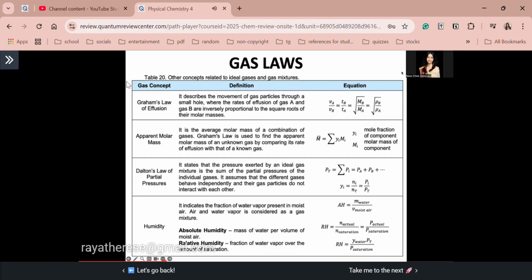So here, the rate of effusion of A, vA, and the rate of effusion of B, vB, is equal to the time it takes for gas B to effuse divided by the time it takes for gas A to effuse. And that is equal to the square root of MB, the molar mass of gas B, divided by the molar mass of gas A. Okay.